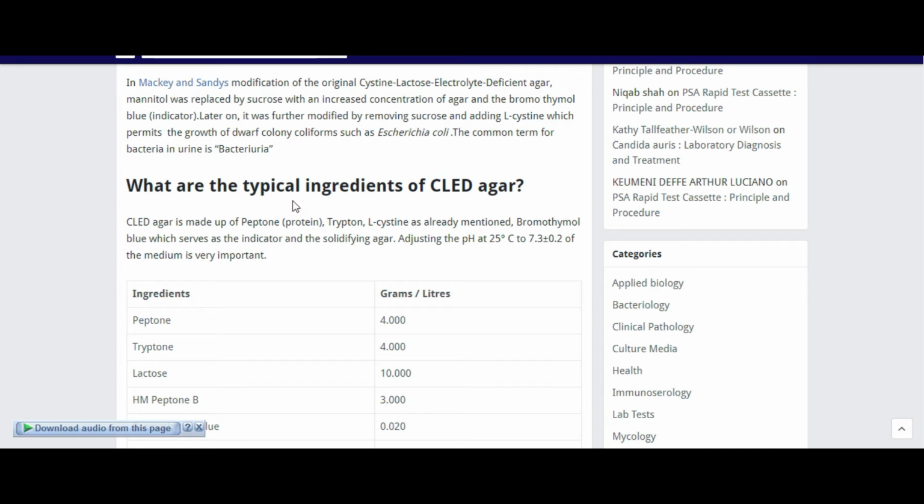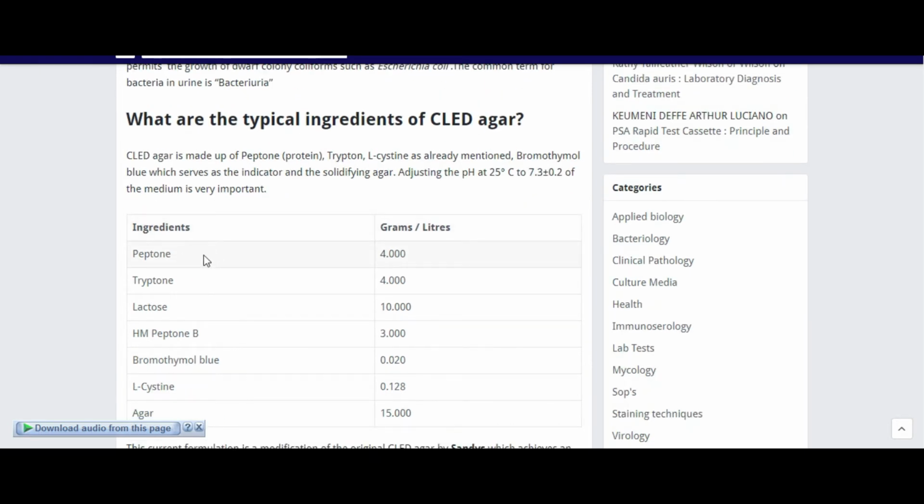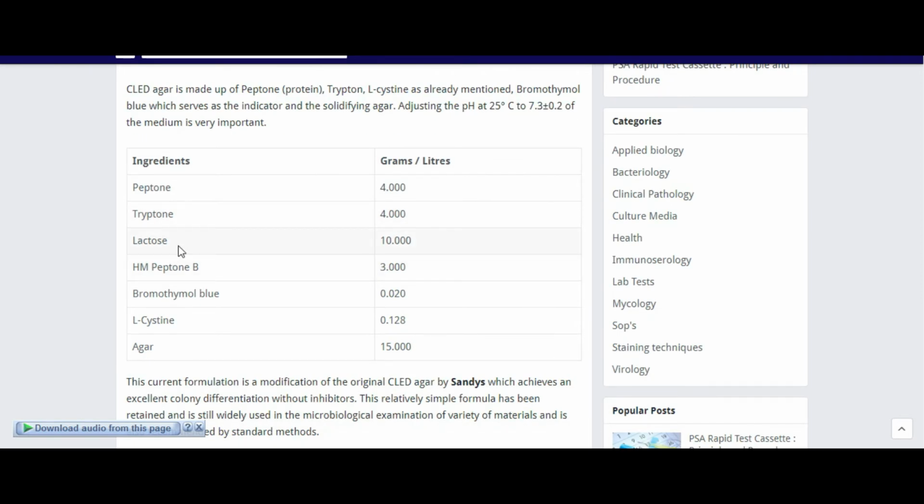As for the ingredients of CLED Agar, we have peptone, tryptone, lactose, HM-peptone B, bromothymol blue, which is an indicator, L-cystine, which permits the growth of dwarf colonies, and agar, which gives a firm membrane to CLED Agar.